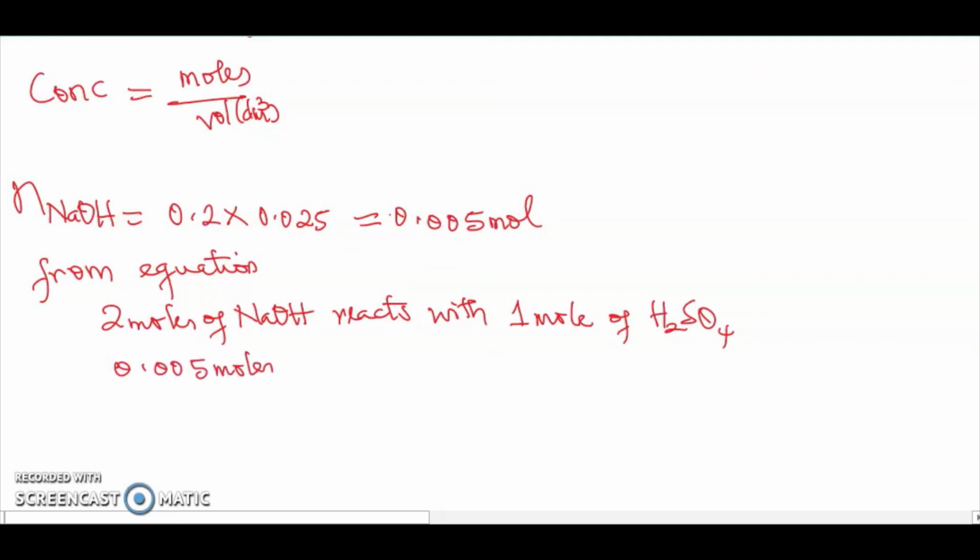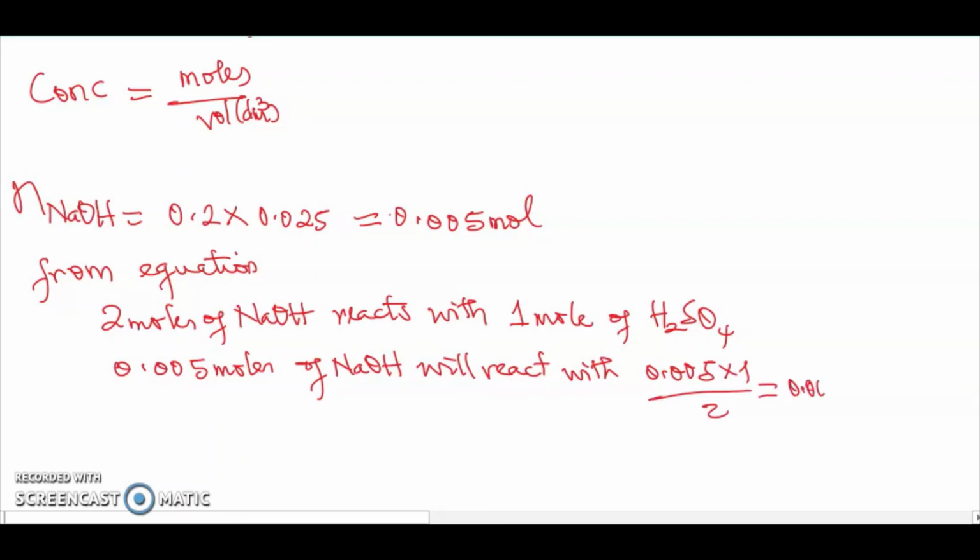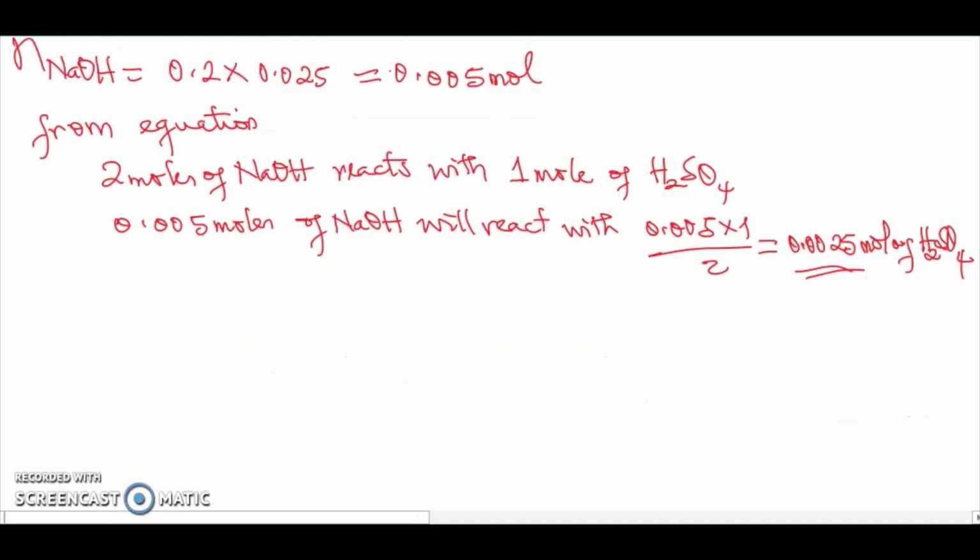So this number of moles of sodium hydroxide we calculated here, 0.005 mole, will react with, okay, we multiply 0.005 by 1 and we divide by 2. So that gives us 0.0025 mole of sulfuric acid. So now we have the number of moles of sulfuric acid. That is it. So we can conveniently calculate the concentration.